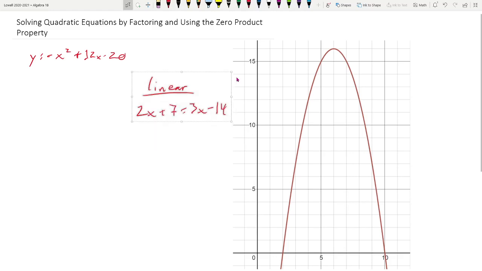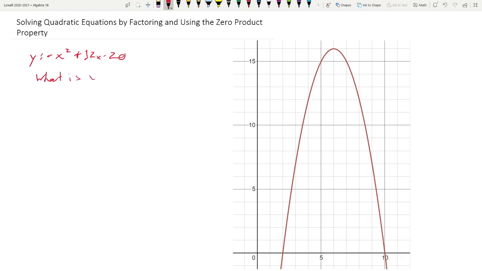Okay, so what would be an example of having to solve a quadratic equation? Well, let's pretend we have this graph and this function y equals negative x squared plus 12x minus 20, and I've graphed it right here in Desmos. And my question to you is, what is x when y is equal to, say, 12?